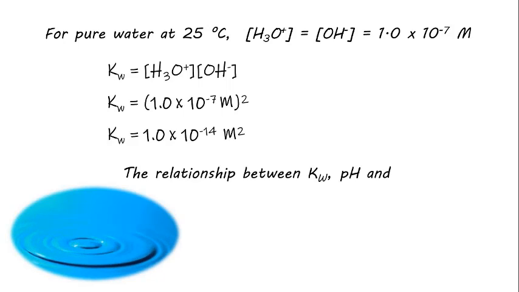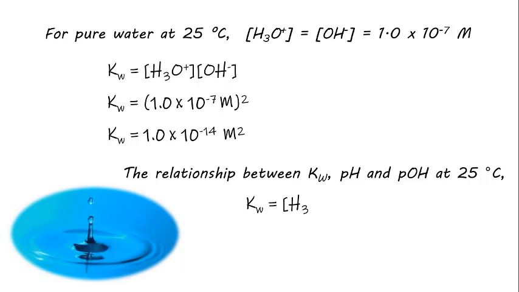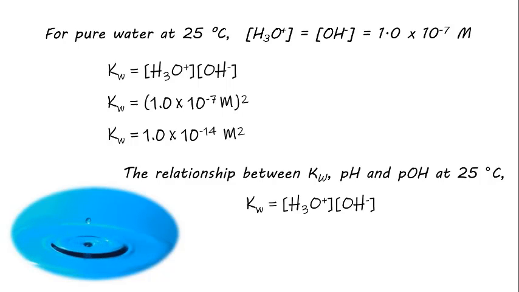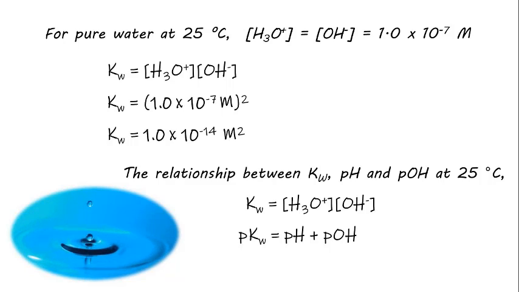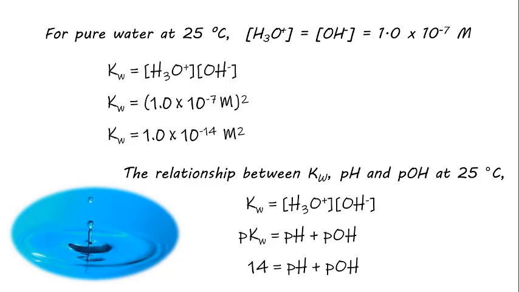The relationship between Kw, pH and pOH at 25 degrees Celsius. From this formula, Kw, we take the negative log on both sides, which results in pKw equals pH plus pOH. Substitute the value into this formula, and finally you will get 14 equals pH plus pOH.